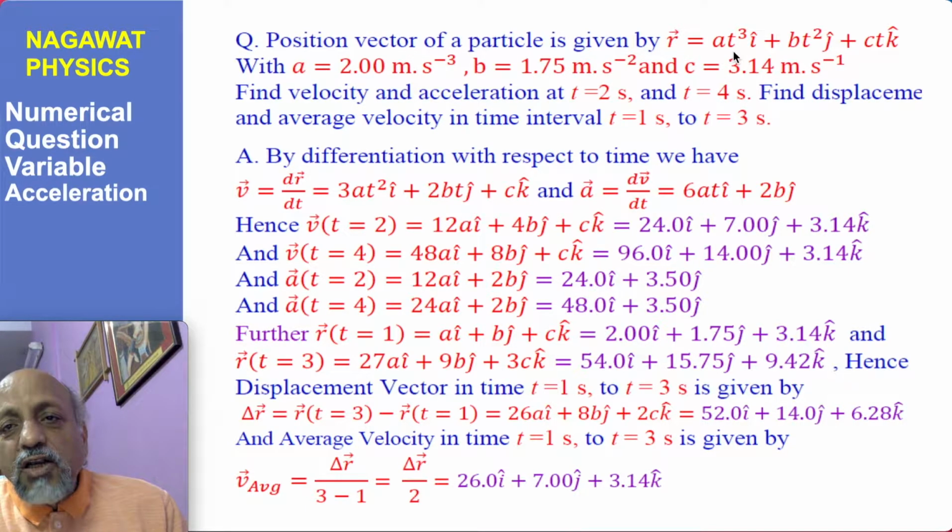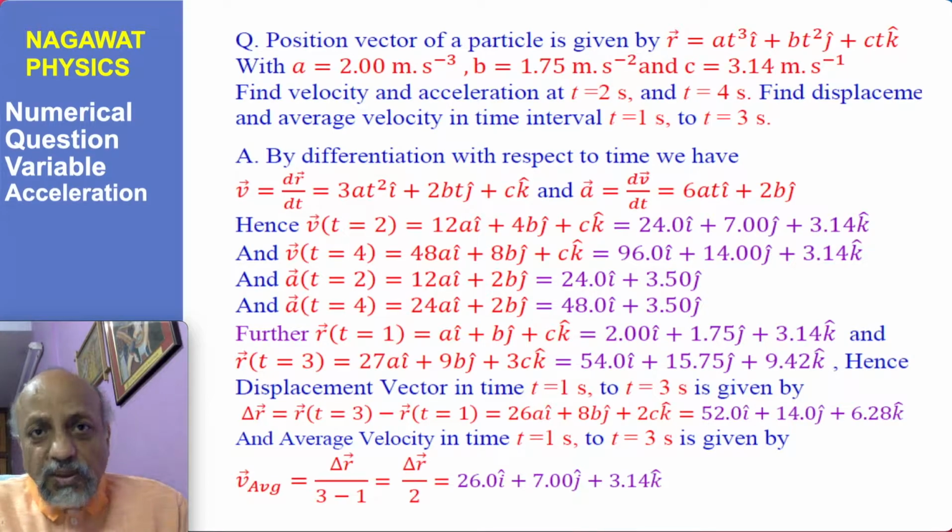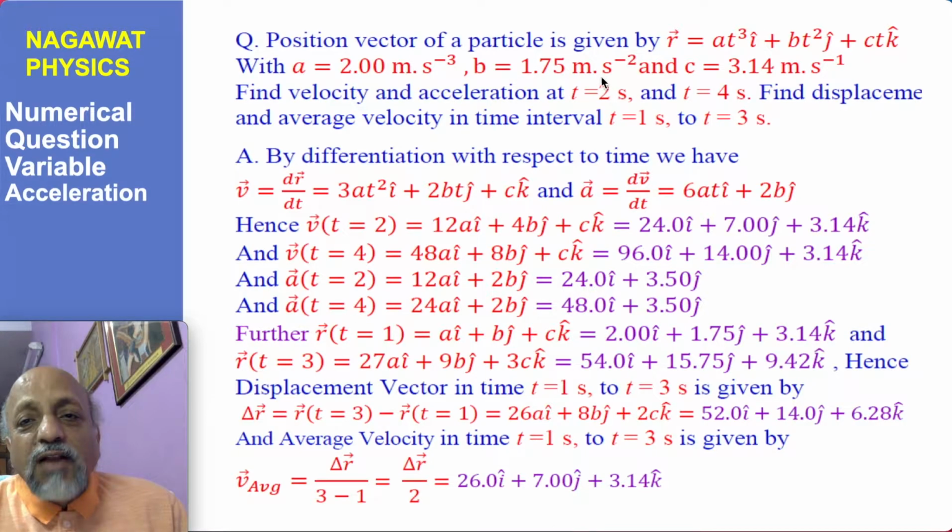R vector is a t raised to power 3 i cap plus b t square j cap plus c t k cap. Since a t cube must have the dimension of position or length, as explained earlier in dimensional analysis, the unit of a will be meter per cubic second, and the value of a is given up to 3 significant figures, 2.00. Similarly the value of b is 1.75, and the unit would be meter per second square, because b t square should have the dimension of length, and c t should also have the dimension of length.